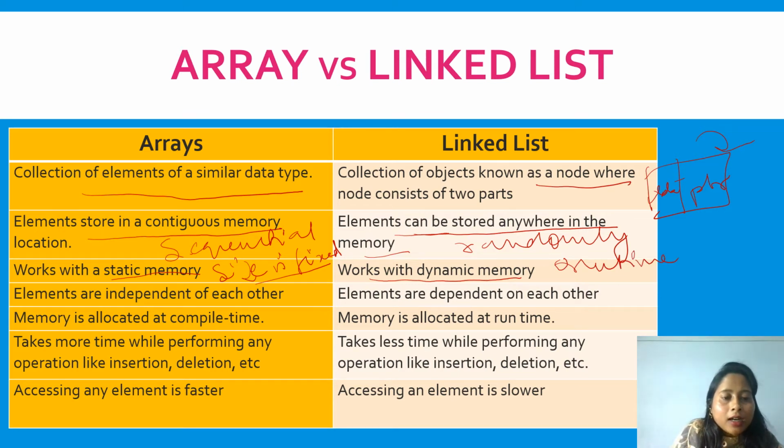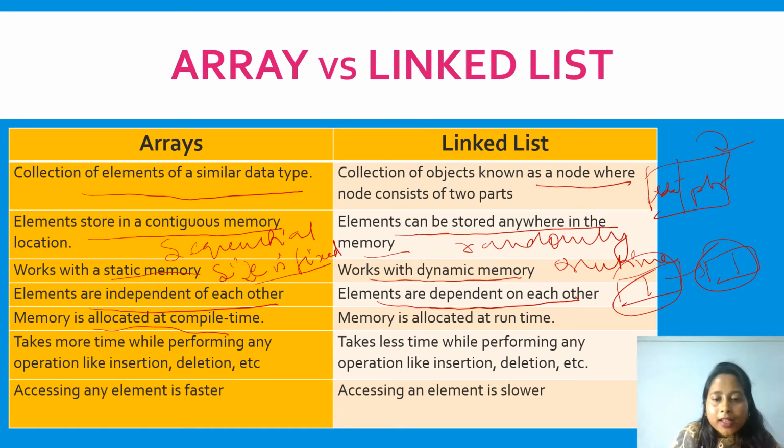Next is, elements of an array are independent of each other, whereas elements of linked list are dependent on each other. That means we know that here one node points to the next node. Definitely, each node is dependent on the others. Now memory in array is allocated at compile time, whereas memory in linked list is allocated at runtime.